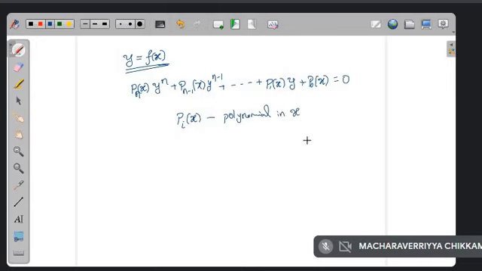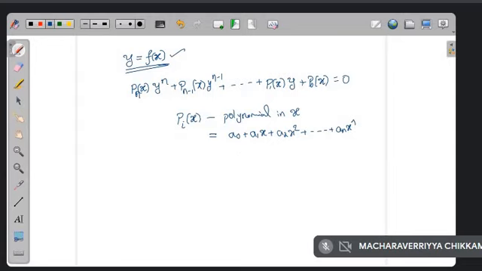And you know how a polynomial in x is a0 plus a1x plus a2x squared and so on, up to a_n x to the power n. This is how a polynomial in x looks. Now, if you want this function to be an algebraic function, it has to be a root of some polynomial like this, a polynomial in terms of y.